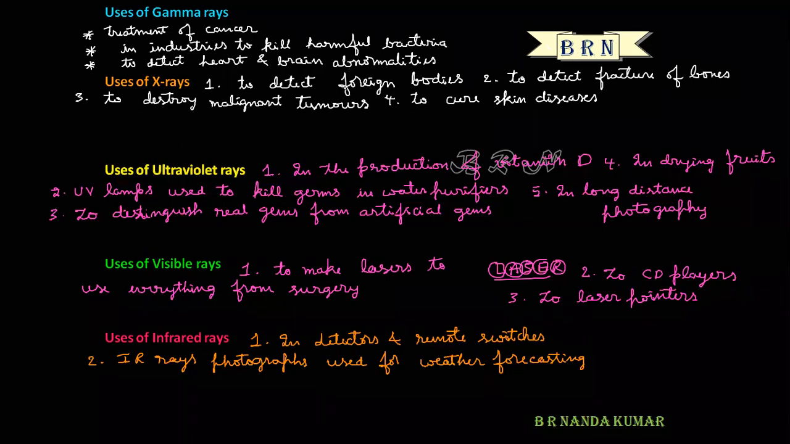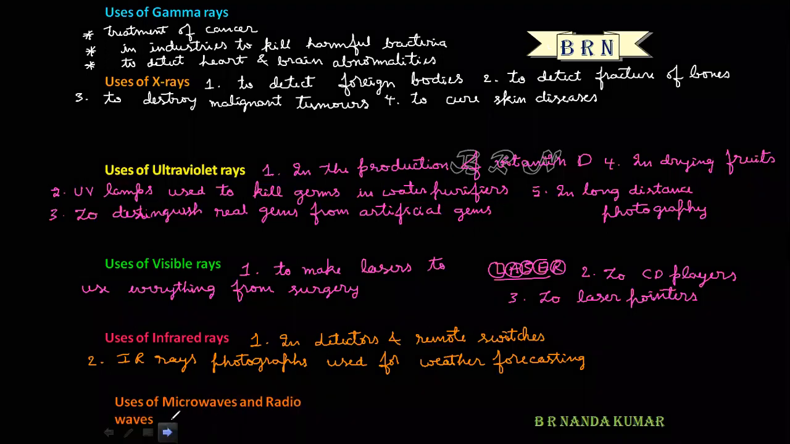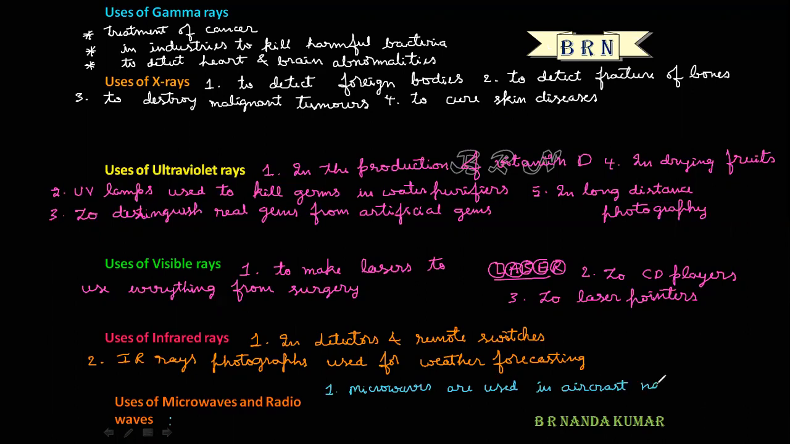The next one is microwaves. Uses of microwaves: microwaves are used in aircraft navigation, and microwaves are also used in microwave ovens.